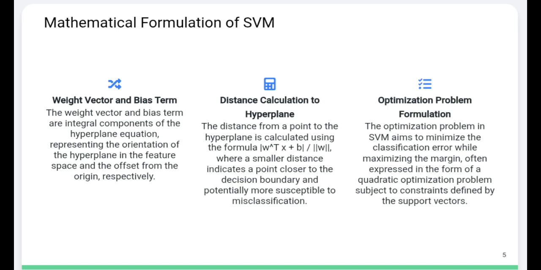And in this slide, we dive into the mathematical intricacies of SVM. We will explore the formulation of weight vectors and bias, emphasizing their roles in determining hyperplane characteristics, and then discuss how distances are calculated related to the hyperplane, laying the groundwork for optimization problem formulation.